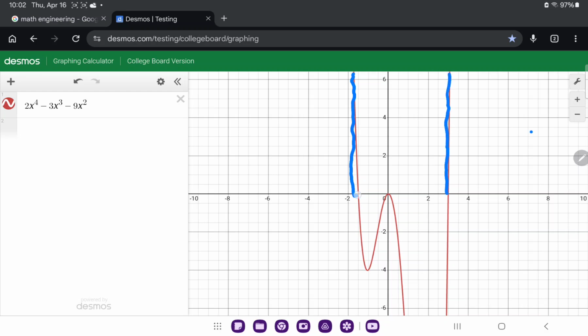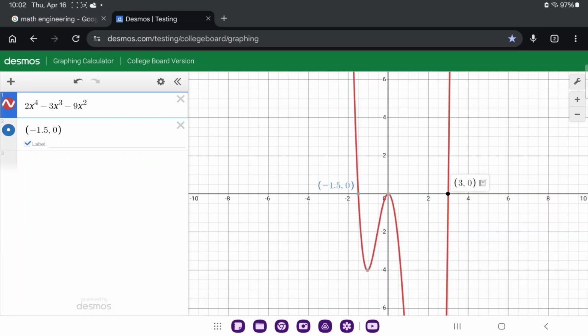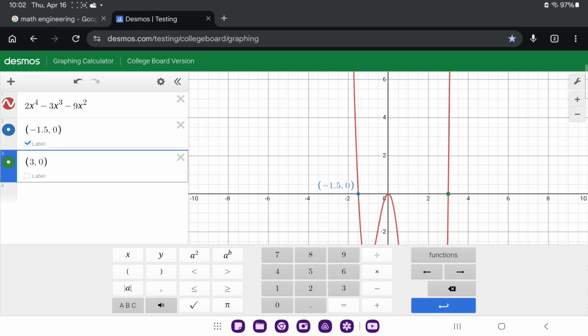So this one starts here. And if you can't tell what the value is, we're going to click here, and it's going to tell us what that value is. So it starts here at negative 1.5. And I'm just going to click it so I can highlight it. And then I'm going to click here so I can highlight it. And at 3. So those are my zeros at negative 1.5 and 3.